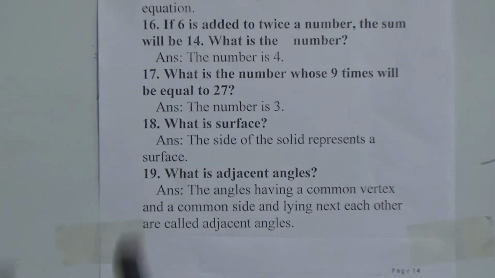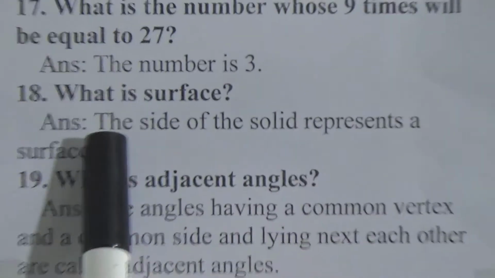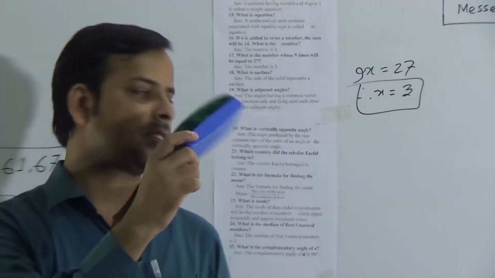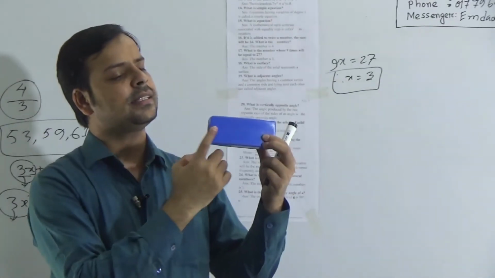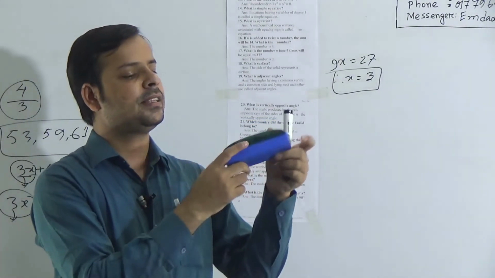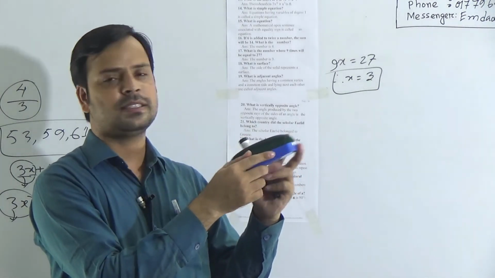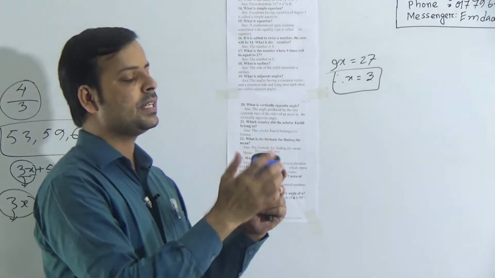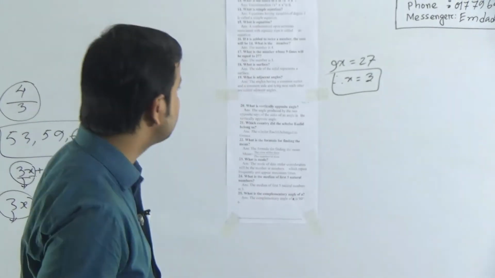What is surface? The side of the solid represents a surface. Dear students, suppose this is a solid, this is a duster, and we can say this is a surface of the solid. This is also another surface of the solid. This is also another surface. This is another surface. It means that these sides of a solid are known as surface.